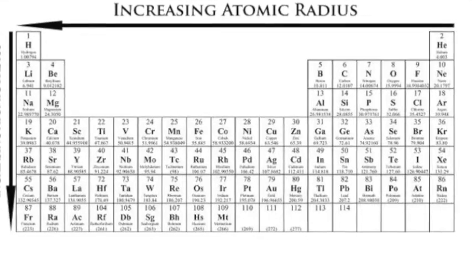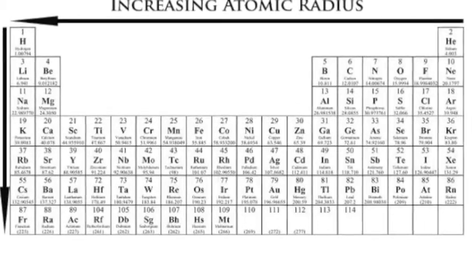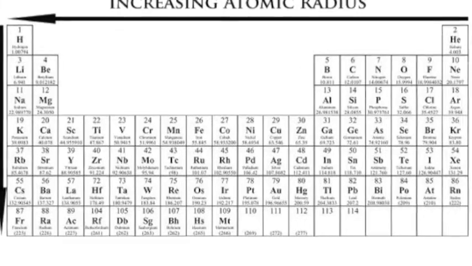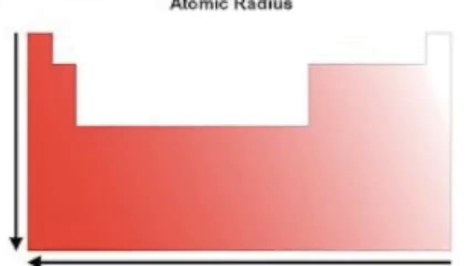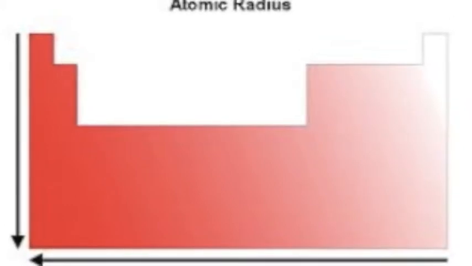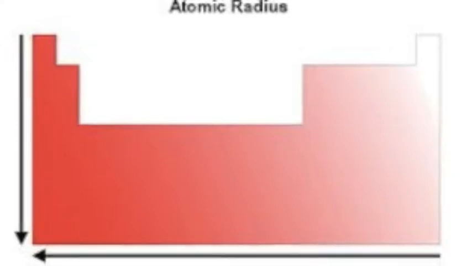Again, atomic radius increases as you descend the periodic table and as you move right to left across the periodic table.